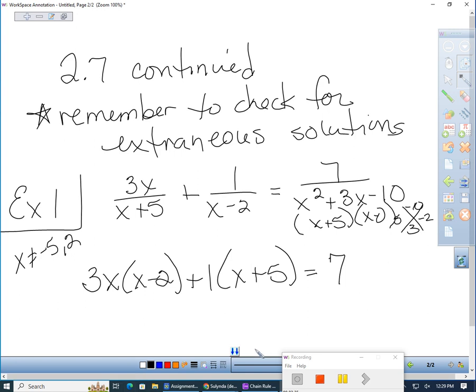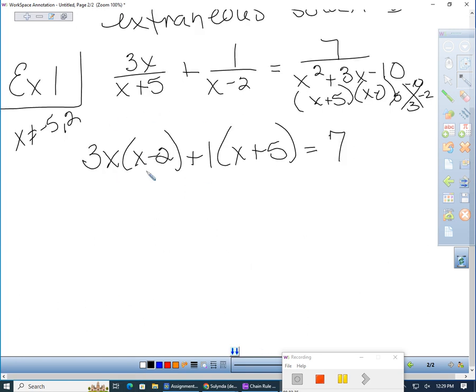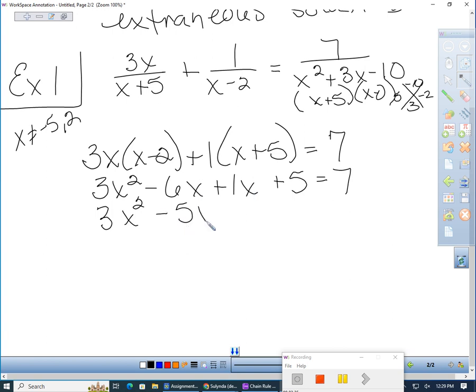Okay, so now we're going to go ahead and distribute. 3x times x is 3x squared. 3x times negative 2 is negative 6x. 1 times x is 1x. 1 times 5 is 5 equals 7. Collecting like terms, I have 3x squared. Negative 6x plus 1x is negative 5x. And are you guys okay if I go ahead and subtract 7 over at the same time? Okay, so subtracting 7 over gives us 3x squared minus 5x minus 2 equals 0.